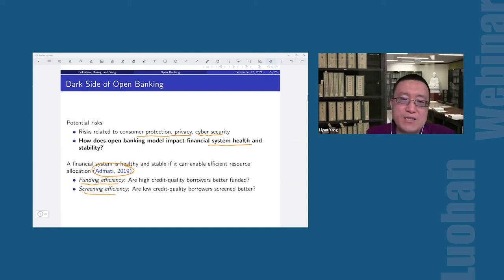The screening efficiency is the mirror image. Suppose the borrower has a low credit, the product is bad, so this borrower should not receive funds. So we think about the interaction between funding efficiency and screening efficiency, and what the impact will be on both of them and on the overall welfare. So that's the background of the study.